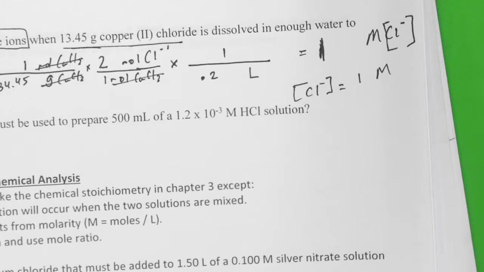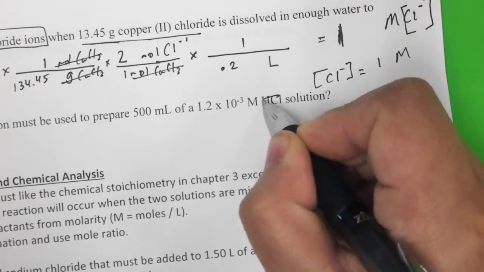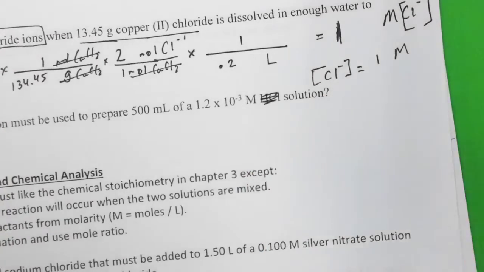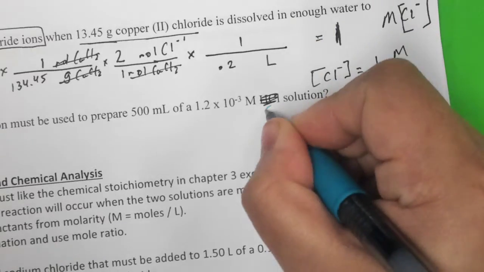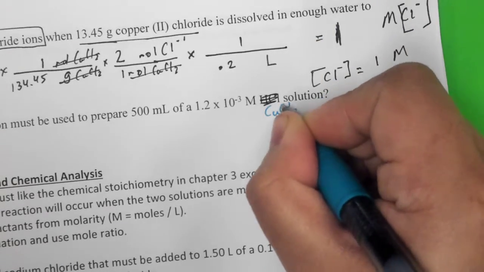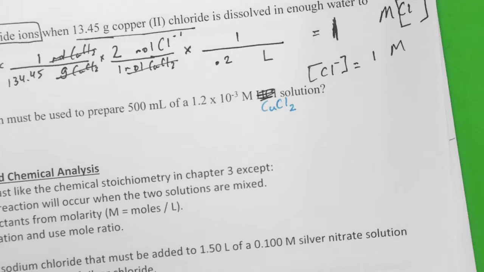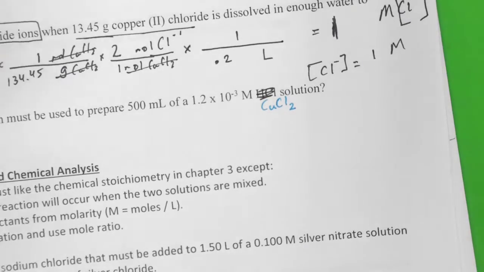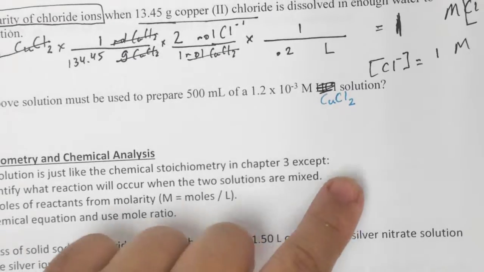All right. What volume above solution must be used to prepare 500 milliliter of 1.2 times 10 to the negative 3 molarity of HCl solution? Uh-oh. Wait a minute. Okay, I actually wrote it wrong. It's not supposed to say HCl. Go ahead and change it to CuCl2 solution. I think I was Frankensteining some questions, adding them up, and then getting in trouble.